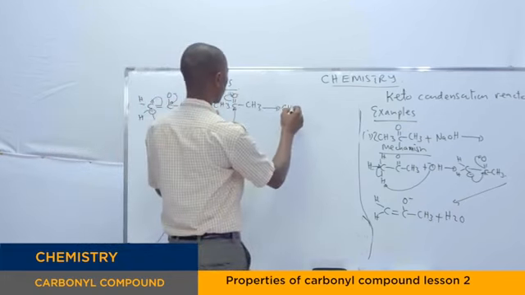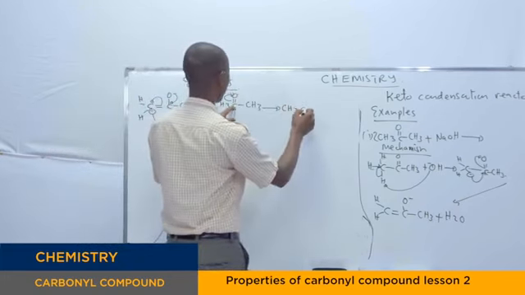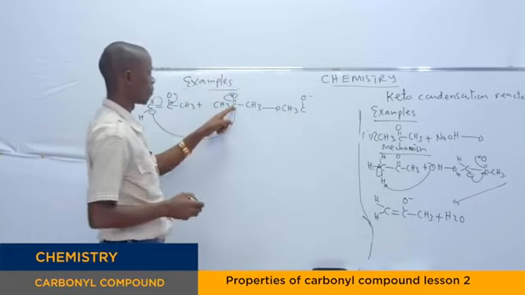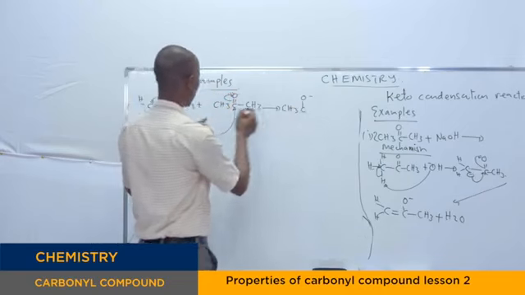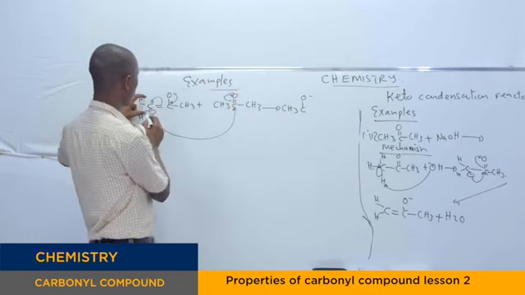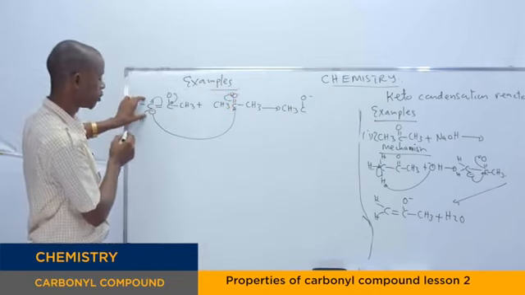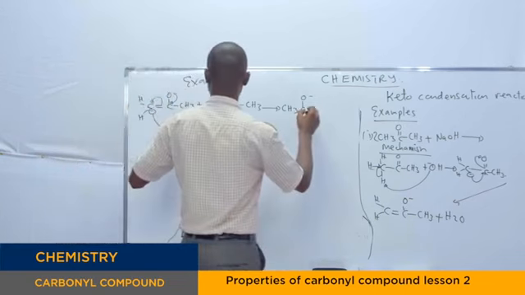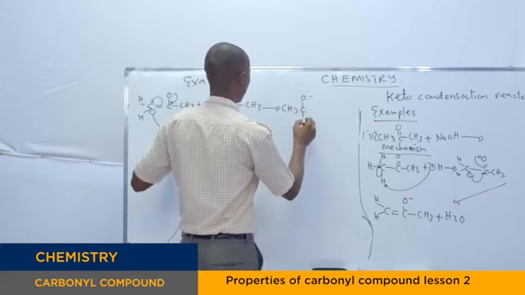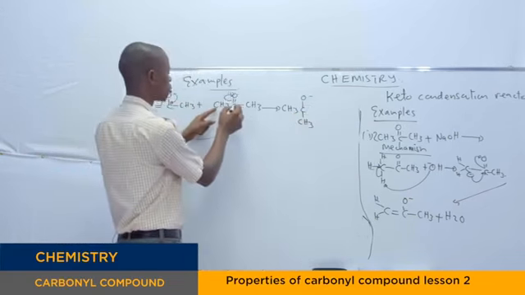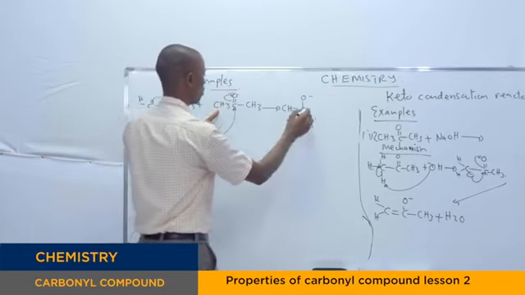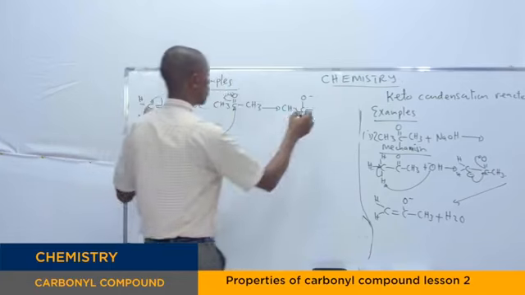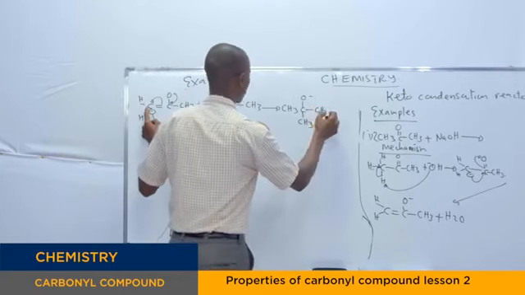We write this one, and this carbon with that one, because the electron comes here, will be bonded to this carbon with the 2 hydrogen atoms. Remember, when we write this one, it is bonded to 2 alkyl groups. The first one is this one, the second is this one. So this one is bonded to this one. The bond is formed there.